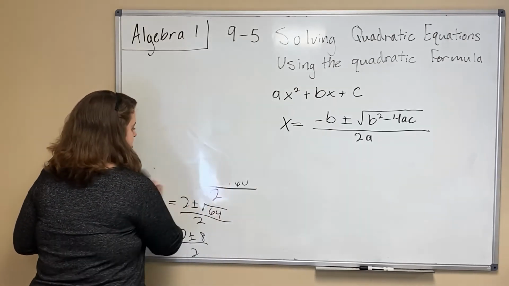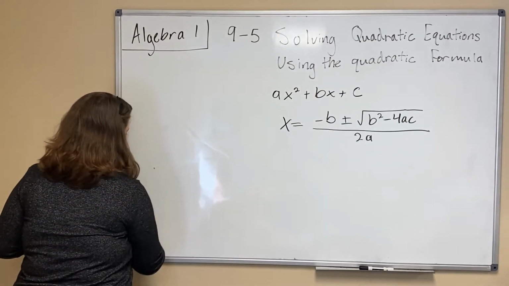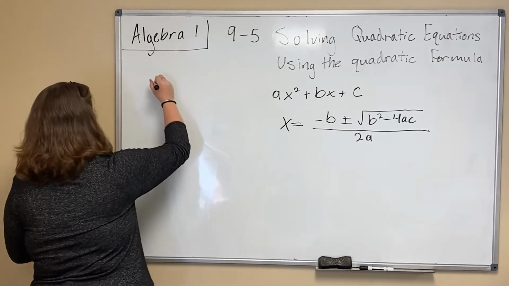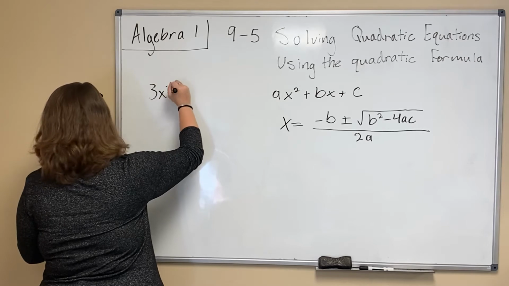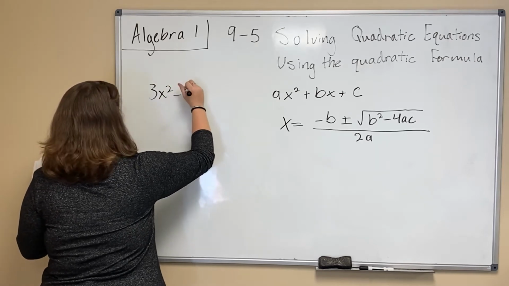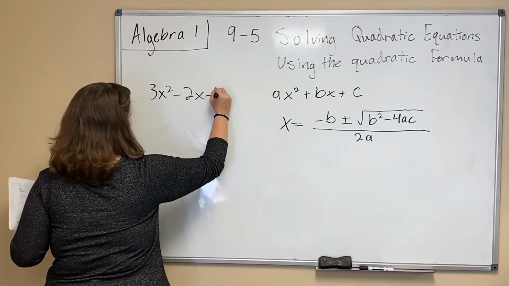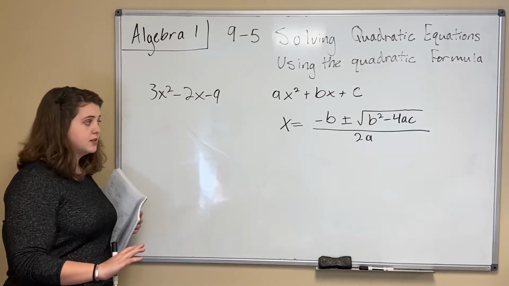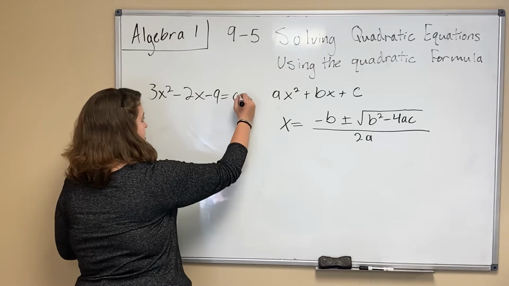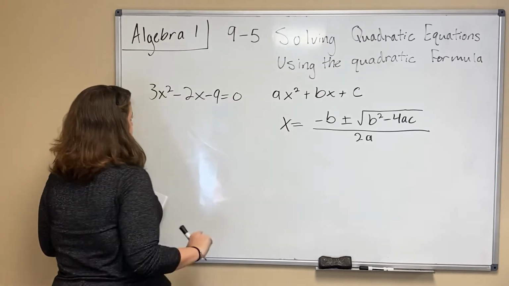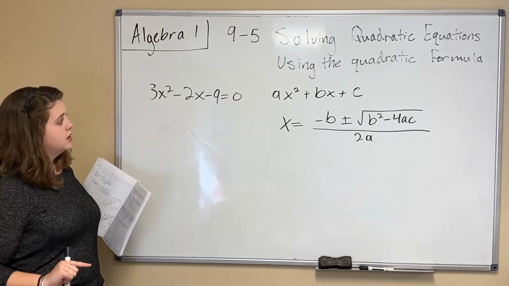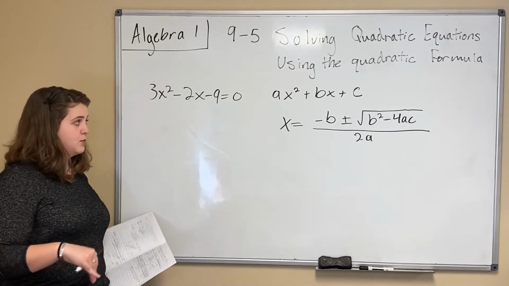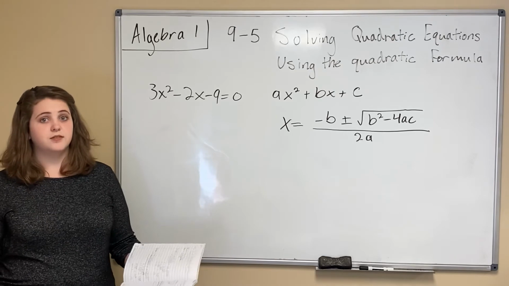All right, so one more example. 3x squared minus 2x minus 9. Okay, step 1 of this, equals 0. They must equal 0 in order to use the quadratic formula, because we're solving for our x-intercept, which is the place where y equals 0.